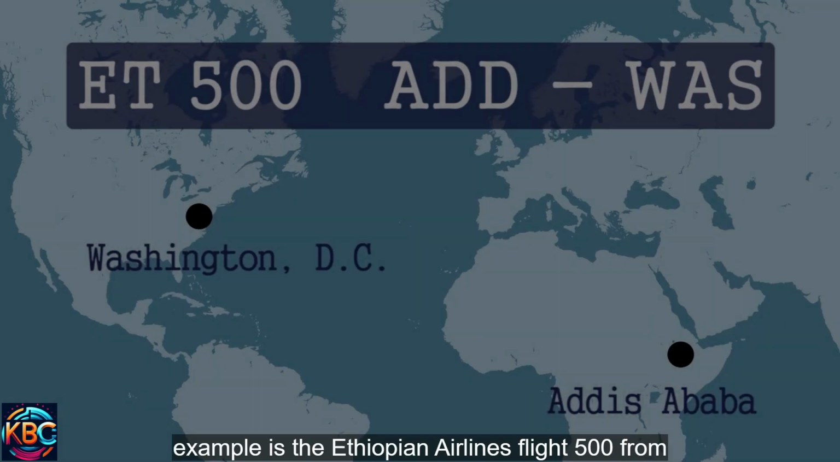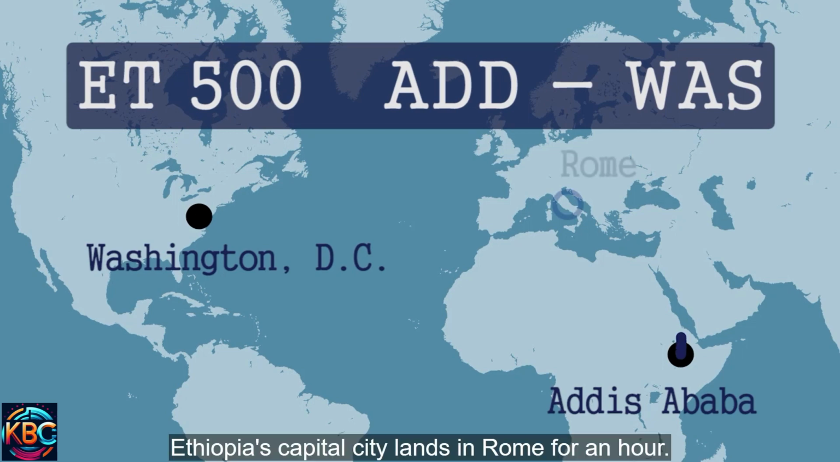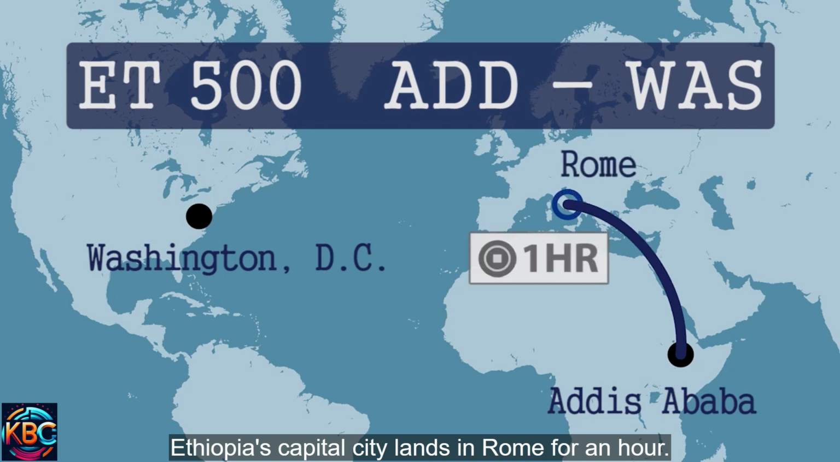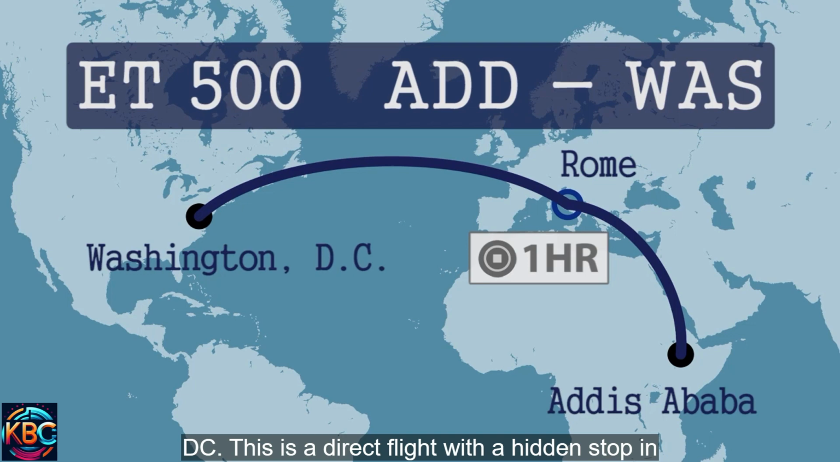A good example is the Ethiopian Airlines flight ET500 from Addis Ababa to Washington, D.C. It departs from Ethiopia's capital city, lands in Rome for an hour, then the same aircraft continues on to Washington, D.C. This is a direct flight with a hidden stop in Rome where passengers simply wait on board the plane. They don't leave the aircraft.